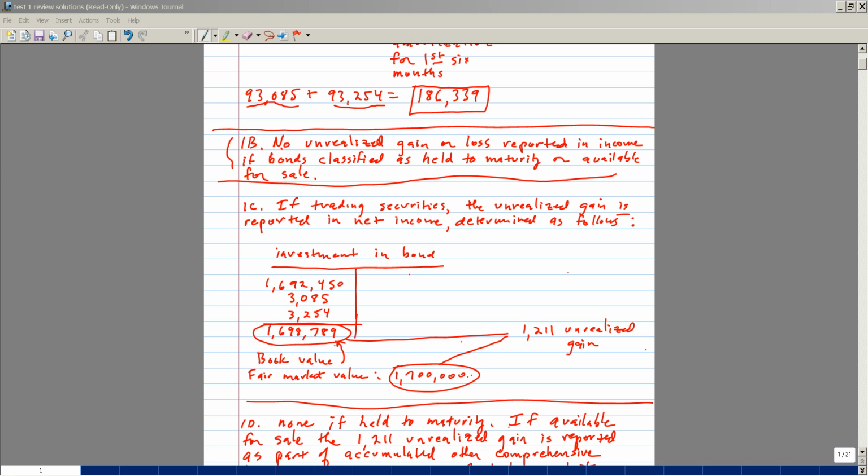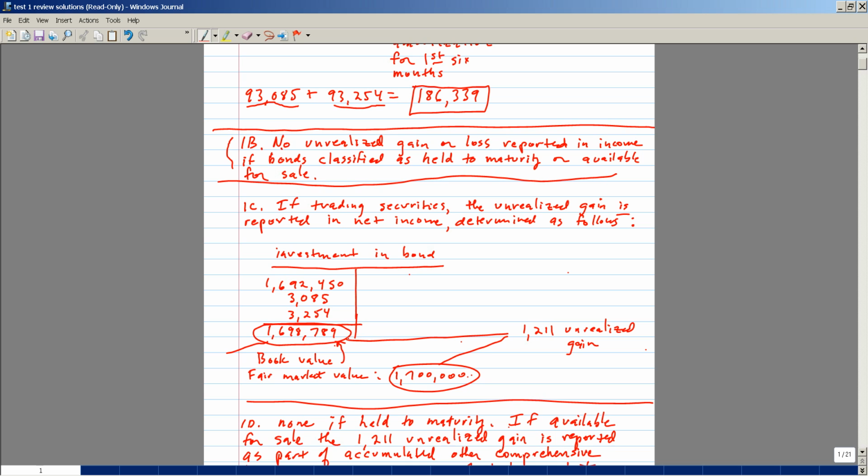Part C of the problem asks what amount of unrealized gain or loss would ABC report in the income statement for the year ended December 31st, 2015 if the bonds are classified as trading securities. If the bonds are classified as trading securities, then any gain or loss is recognized as a part of net income. So here we would determine the carrying amount of the bond at December 31st, which is simply the balance in the investment and bond account, determined here to be the 1,698,789.